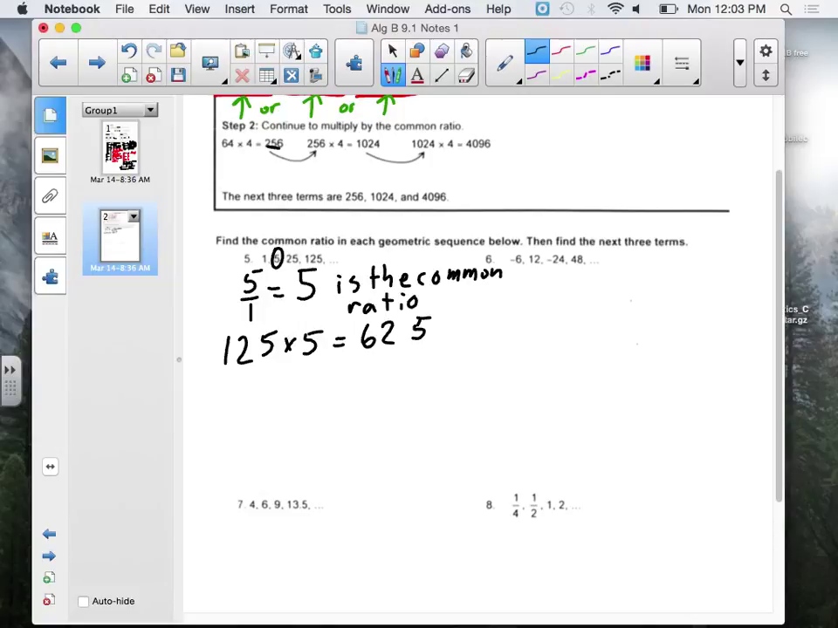Alright. So that's our first term that we found. To find the next one, we do the same thing. We take this 1 times 5. What's 625 times 5? 3,125. Is that what you were gonna say, Stefan? Alright. 3,125. So that's our next 2 terms. We need 1 more. So we do the one last step. And what's that come out to be? 15,625.